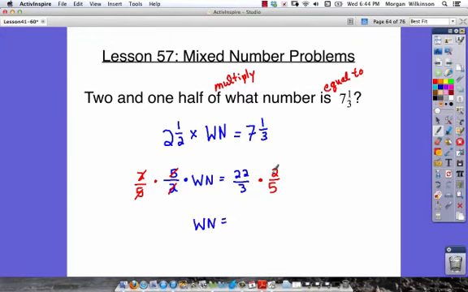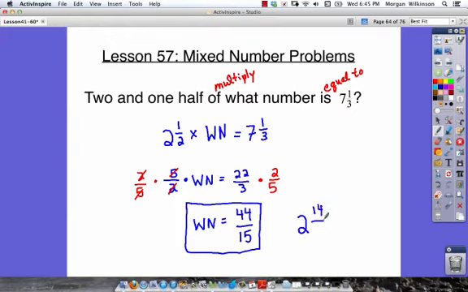So we get 22 times 2, that's 44. 3 times 5 is 15. We get 44/15. We could go ahead and box this and call it our answer. If you wanted to change it to a mixed number, you could, and you get an answer of 2 and 14/15. And either way is fine. You'll get full credit for that improper fraction answer or for the mixed number answer. Let's move on to our next example.